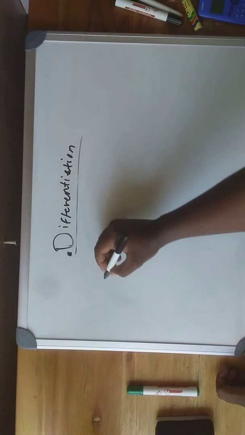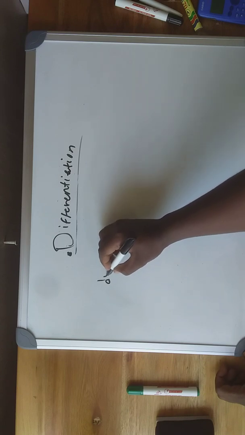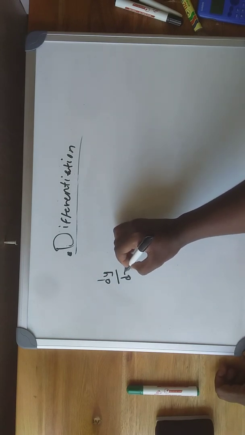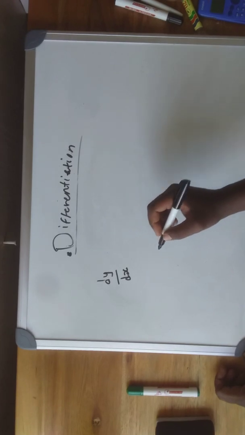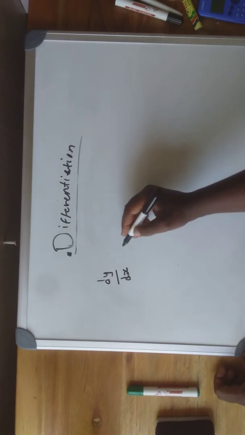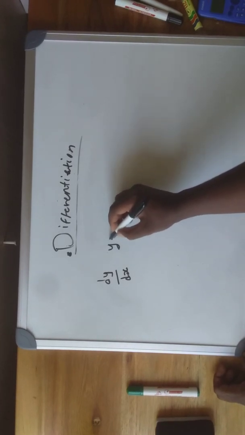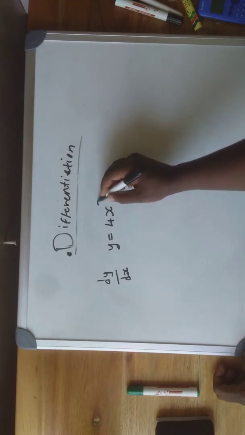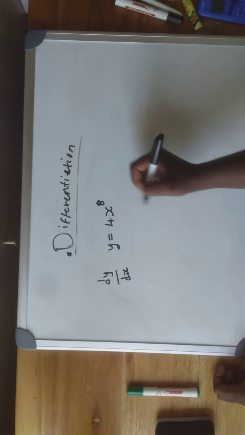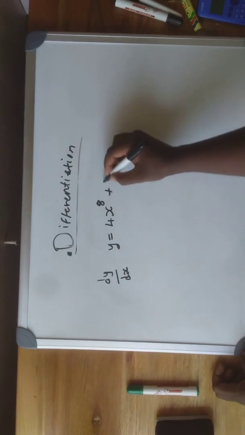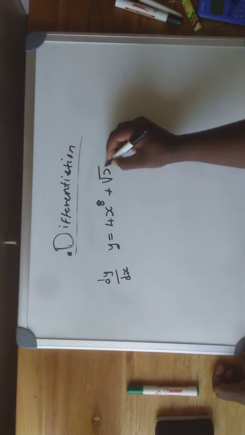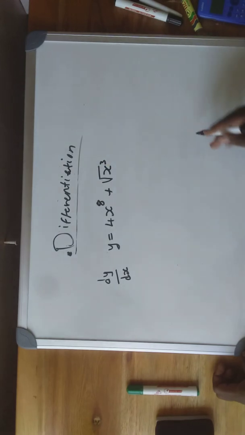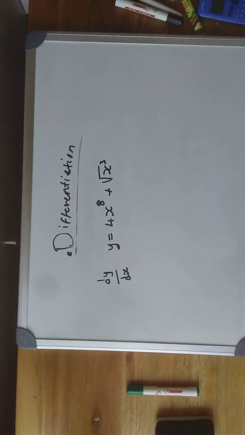So now again, I want to find something to do. Let's just say we have to differentiate y in terms of x, where we have y being equal to 4x to the exponent, let me just say 8, plus the square root of the cube root of the square root of x cubed.